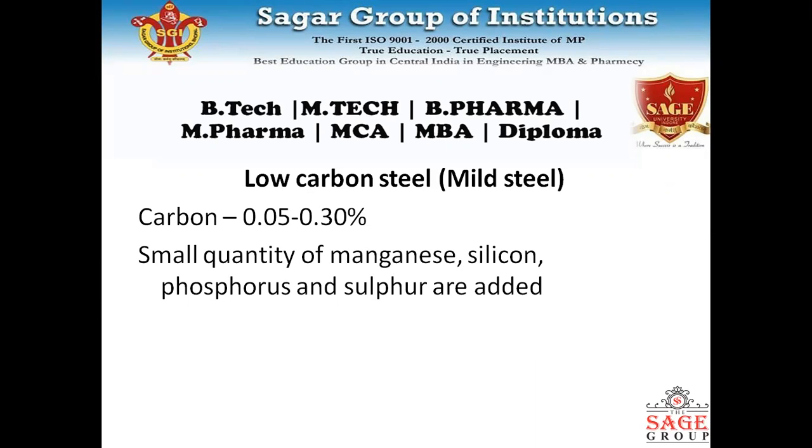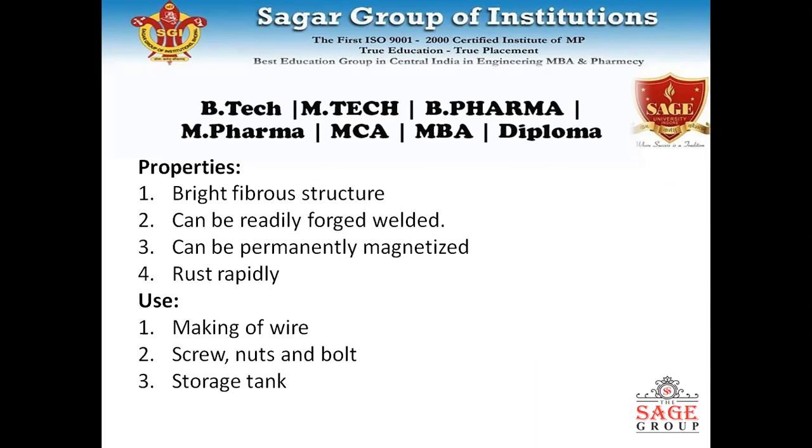It has a carbon percentage of 0.05 to 0.30%, and a small quantity of manganese, silicon, phosphorus, and sulfur is added. It has the property of bright fibers. These structures can be readily forge welded, can be permanently magnetized, and rust rapidly. The use of this low carbon steel is in making wires, screws, nuts and bolts, and storage tanks.